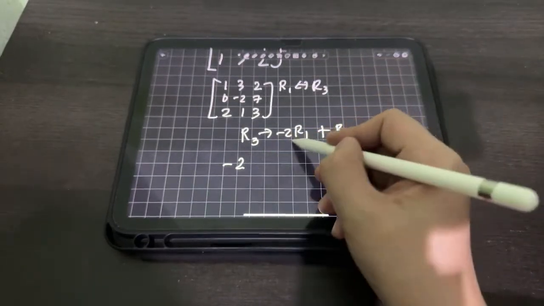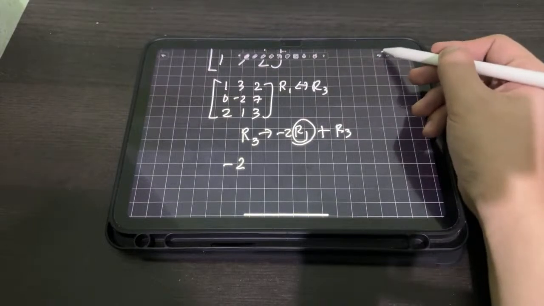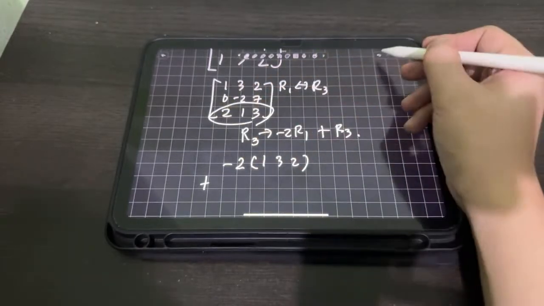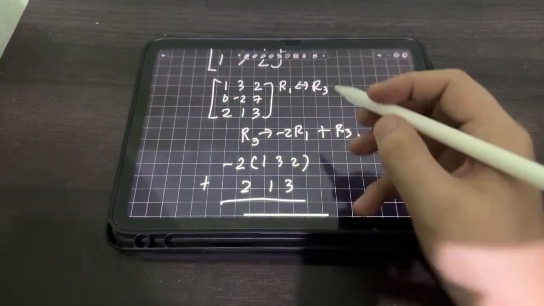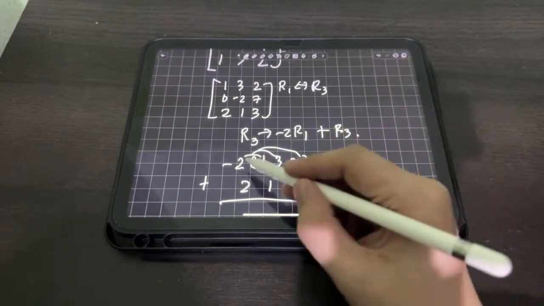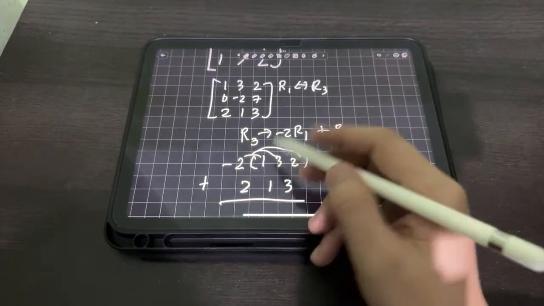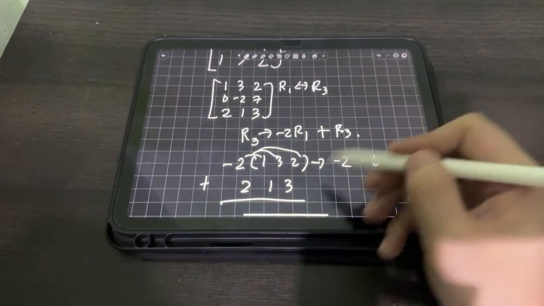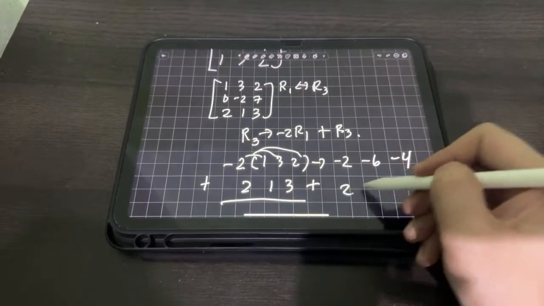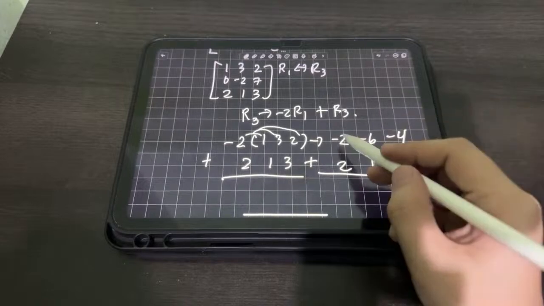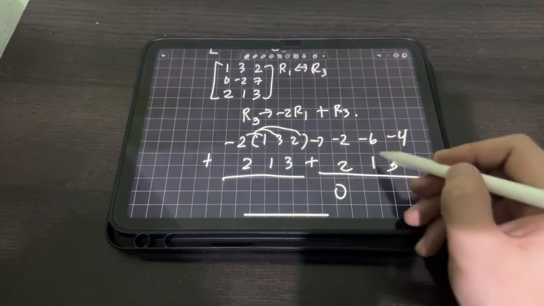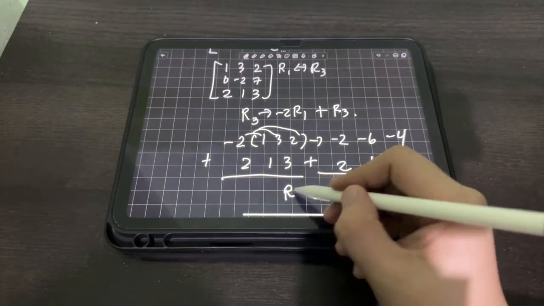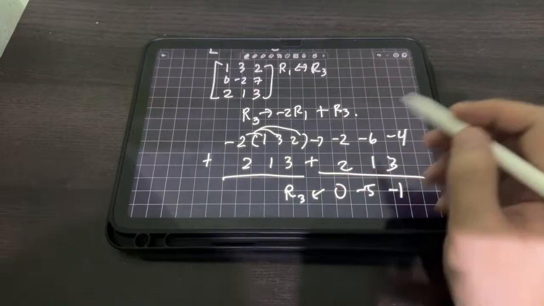So negative 2 times the entries in row 1. So 1, 3, 2 plus the entries in row 3, 2, 1, 3. So let's distribute first the negative 2. Negative 2 times 1, negative 2. Negative 2 times 3, negative 6. Negative 2 times 2, negative 4. Then plus 2, 1, 3. Negative 2 plus 2, 0. Negative 6 plus 1, negative 5. Negative 4 plus 3, negative 1. So this will be the new entries in R3.